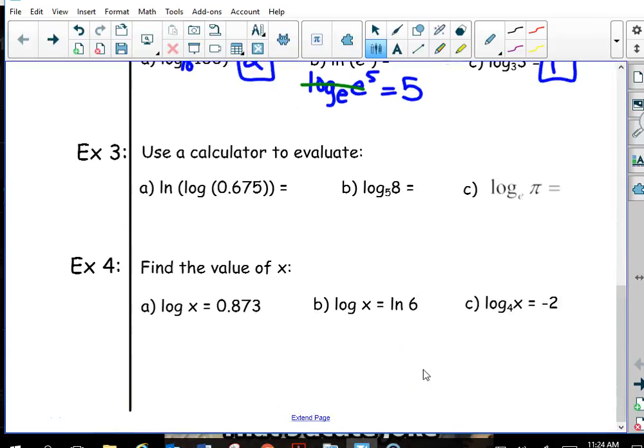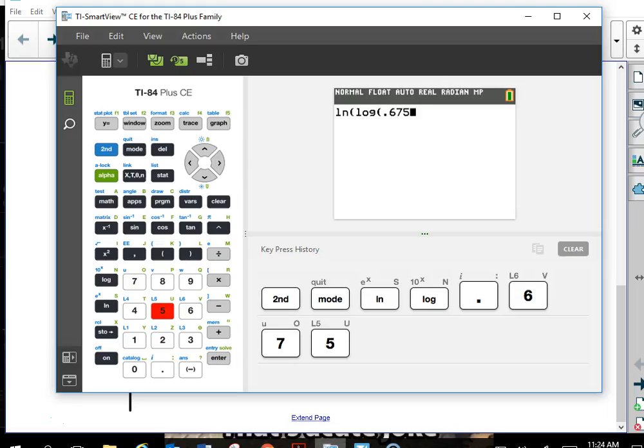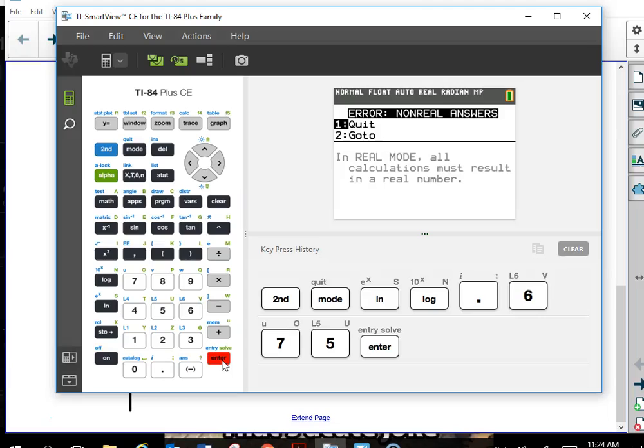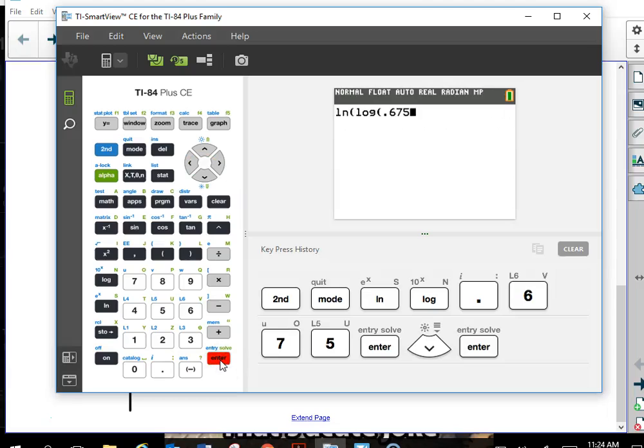Okay, they're asking us to use a calculator to evaluate these, and for A, they're asking us to evaluate the natural log of the common log of 0.675. Now, when I type that in the calculator, I'm going to get an error. It just says non-real answer, and the go-to is not going to be a whole lot of help. So let's take a look at what's going on here.